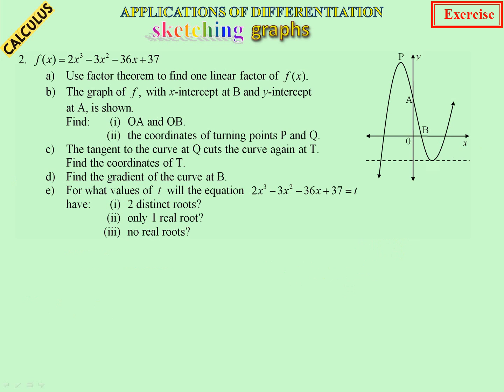Question 2. F of x equals 2x cubed minus 3x squared minus 36x plus 37. Use factor theorem to find one linear factor of f of x. So that's trial and error. And when we tried 1, it worked.